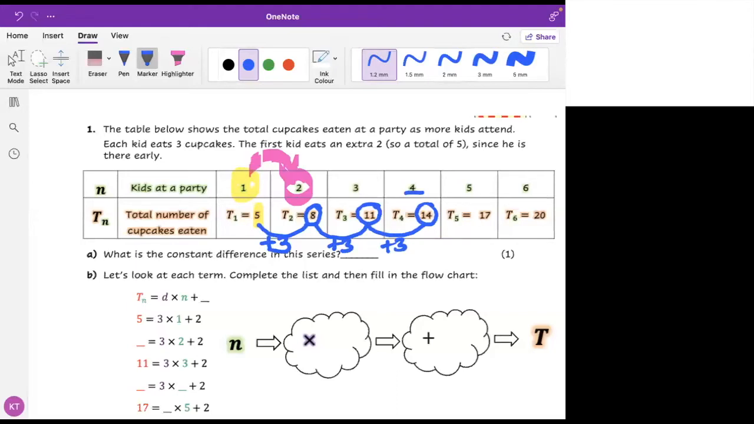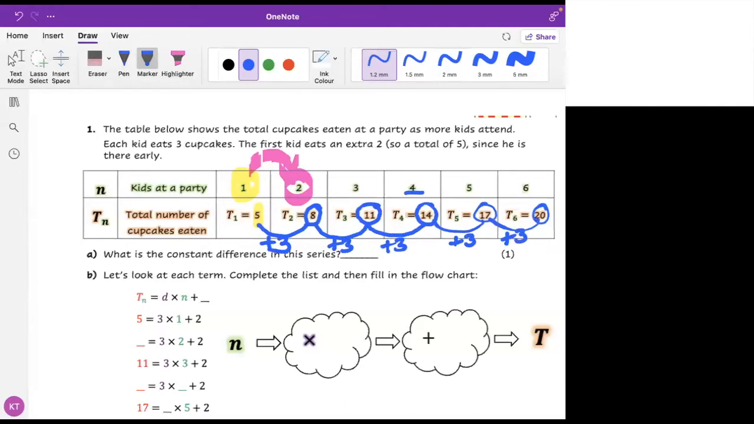Okay, so if we're looking at this question, what's the constant difference? Now remember, we spoke about constant means something that's staying the same. What's staying the same each time? What are we adding or subtracting each time? Good, nice, everybody, well done. Okay, I'm seeing some good answers there.